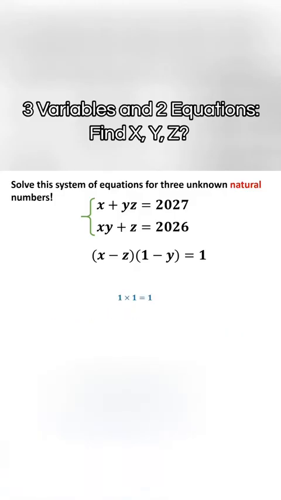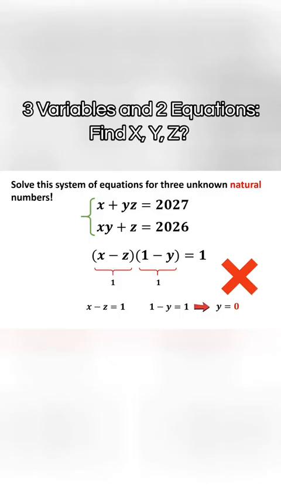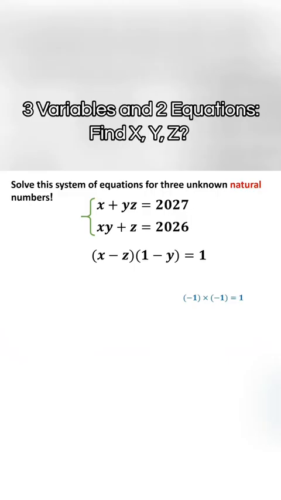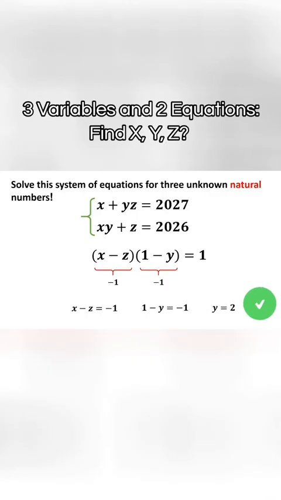Now, case 2. What if both equal positive 1? If 1 minus y equals 1, then y must be 0. But is 0 a natural number? Absolutely not. That leaves us with case 3. The product of 2 negatives is positive. If both parentheses equal -1, what happens? Let's calculate. 1 minus y equals -1. From this, our first unknown appears like a hero. y equals 2. This fits the natural number condition perfectly.